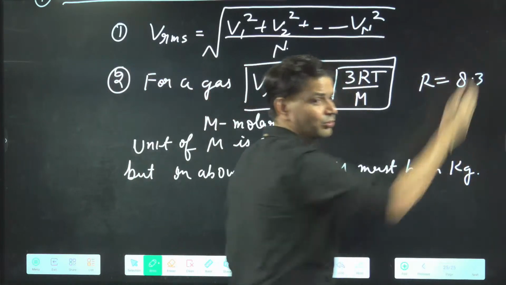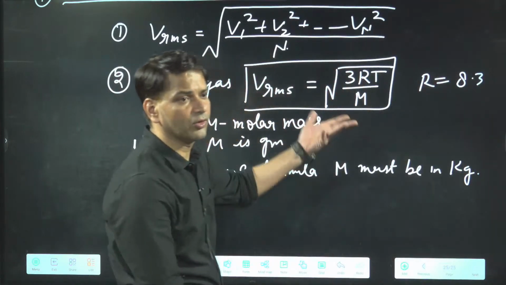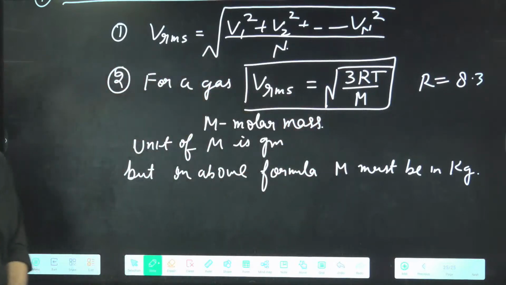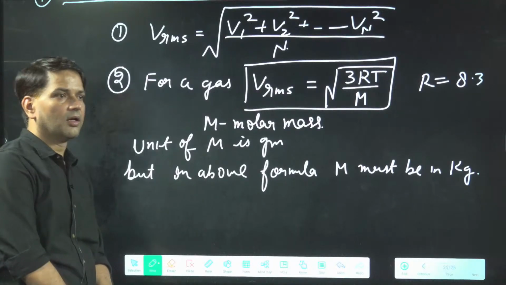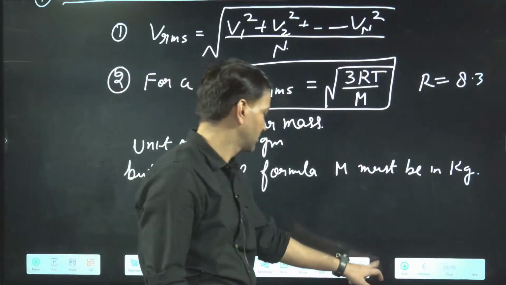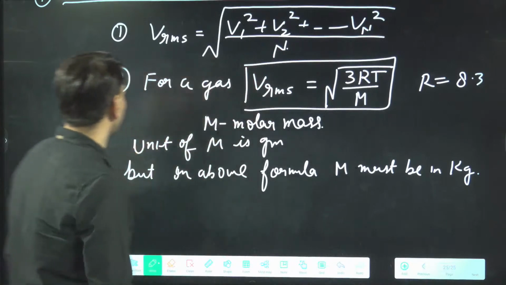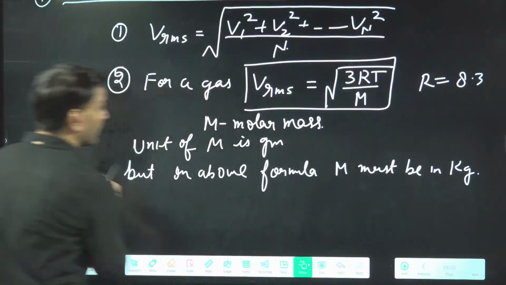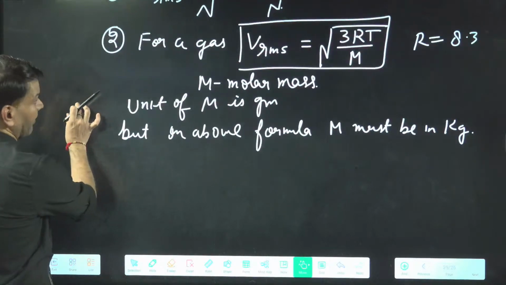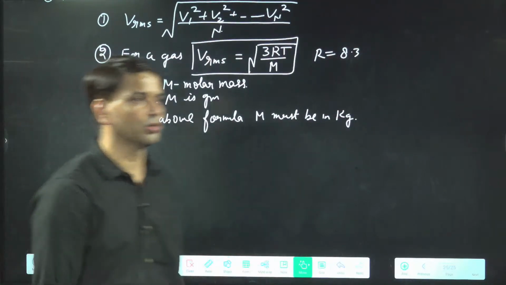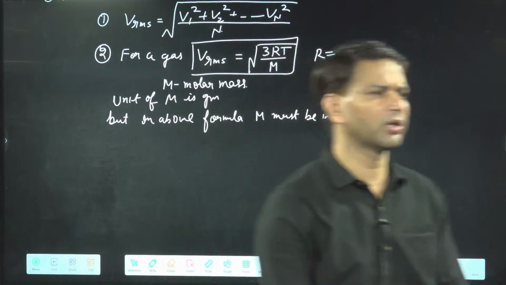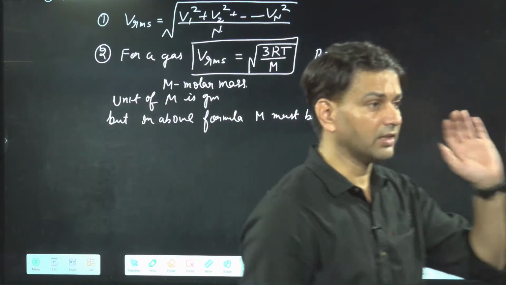We will not write up to three decimal places, so 8.3. And the T value according to the temperature. Yes or no? Next, suppose they have mentioned the name of the gas, like nitrogen molecule or oxygen molecule. No problem. We know the molar mass, we will put the value and we will get the answer.